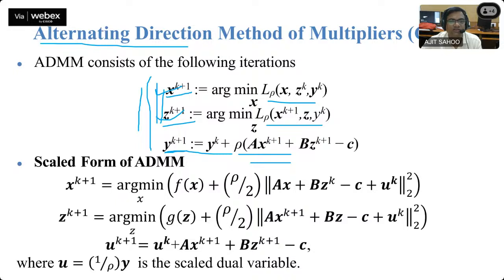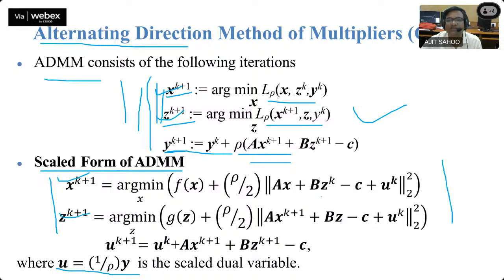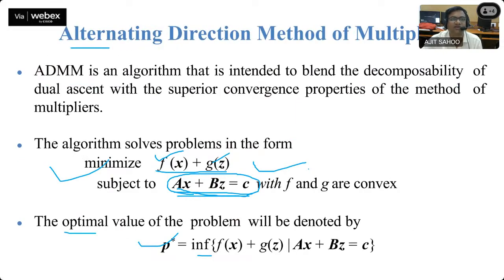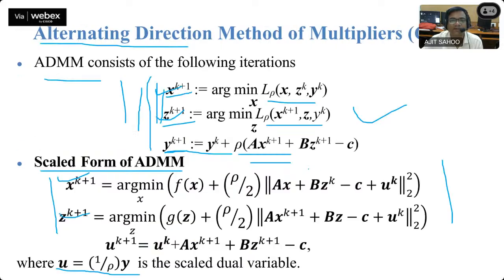So x^(k+1). The same algorithm is in another form, mostly used in research papers. If you make the replacement u equal to 1 by rho times y, then you can reach this type of form. Both are the same, only the forms are different. This is about the ADMM algorithm.